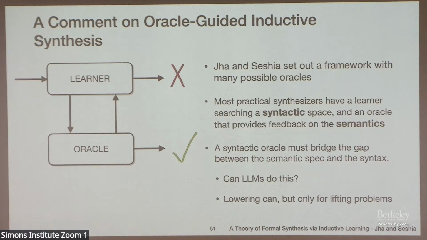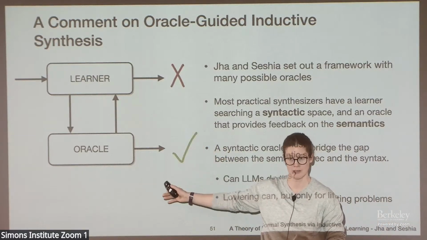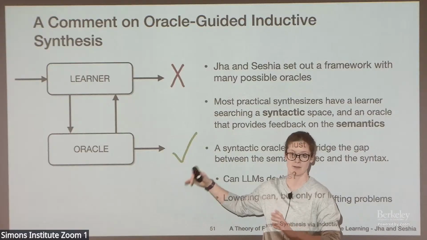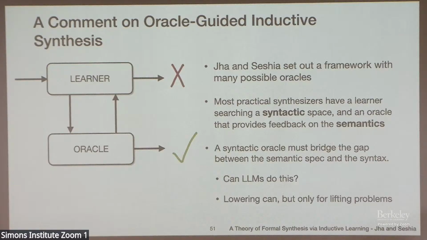Yeah, so I wanted to make a bit of a comment about Oracle guided synthesis. Sanjit has a paper where they set out a framework for Oracle guided synthesis, and there are many possible oracles in this. Your Oracle guided synthesis process is broadly that you have a learner and you have an oracle, and your learner can query the oracle and the oracle gives feedback. So CEGIS is the classic example. Your query is: is this a solution? And the response you get is yes or no, plus a counterexample if the answer is no, it's not a valid solution.